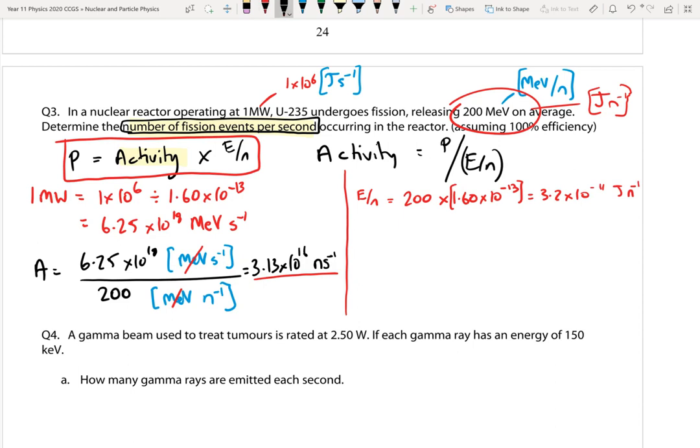Now let's use the same equation. A equals, and I'm going to use dimensional analysis here. I'm going to use my power. My power is 1 megawatt, which is 1 times 10 to the 6 joules per second. Hang on, let me color code this. And then we're going to divide that by energy per event, which we just solved as 3.2 times 10 to the minus 11.